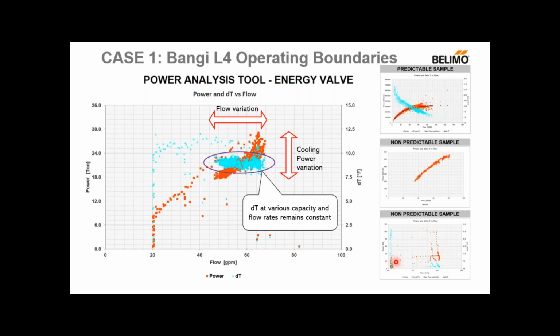Okay, this is the power analysis of the valve performance. Again, you can see that despite the cooling coil power and flow rates varying between 50 to 100%, the delta T remains constant.